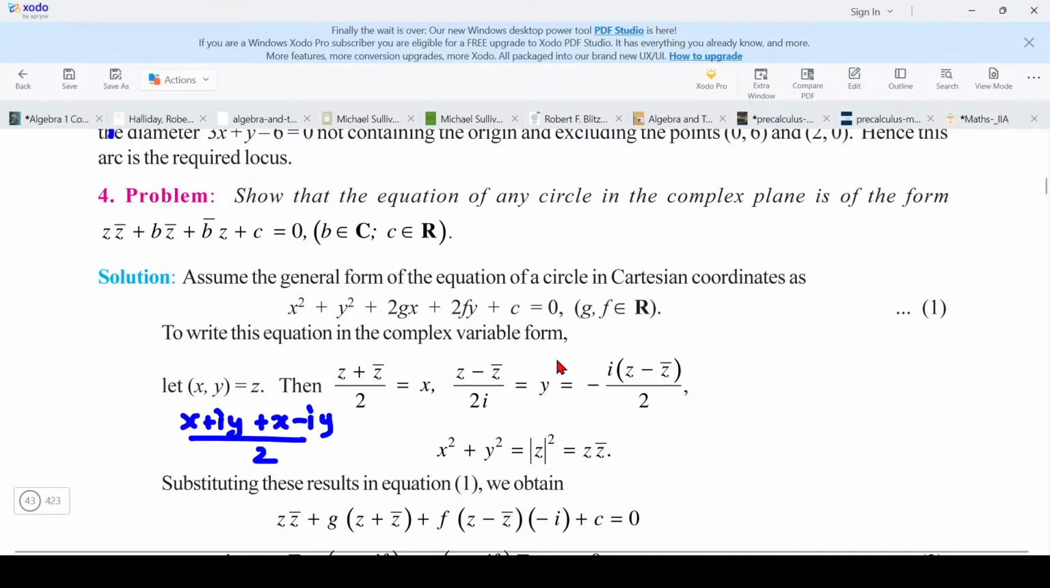By 2i. That should be equal to y. Agree or not? Is this part clear? Yes, sir. Okay. So we have got y, we have got x, right?